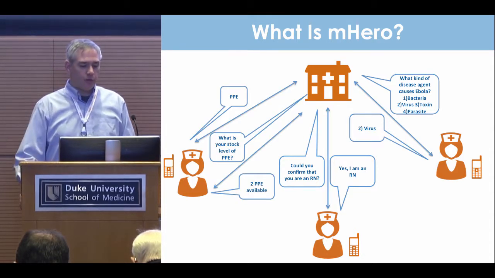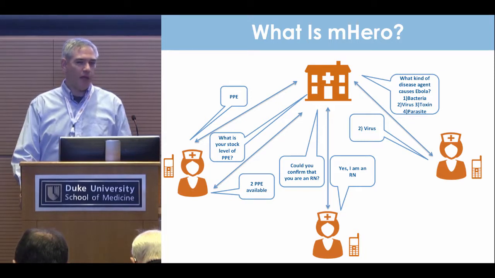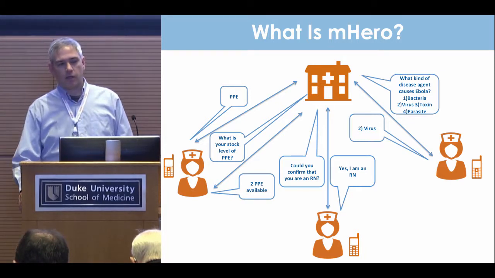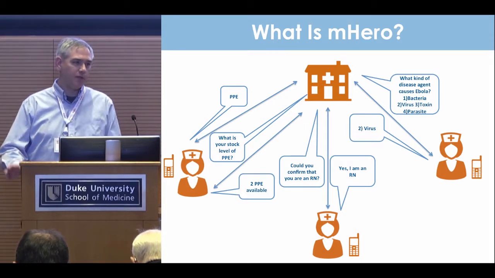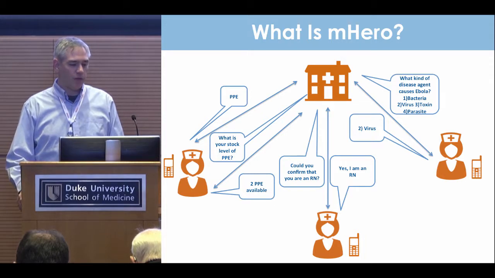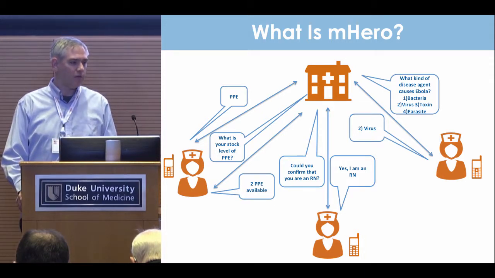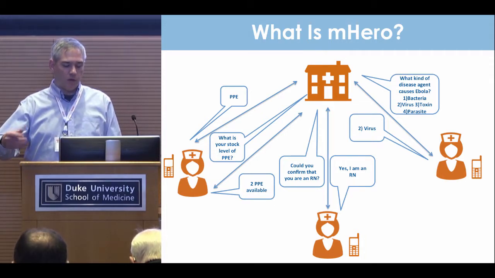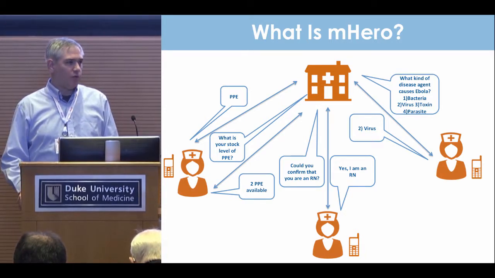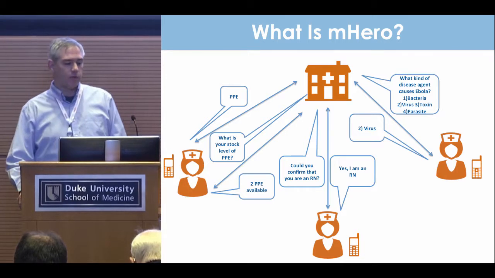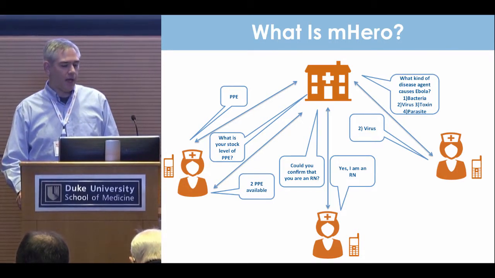They can also trigger things themselves. So they may have some information they're supposed to send on a regular basis, but they can start it. They could send a message to mHero saying they want to send their PPE information, and then that will trigger a workflow in RapidPro, which can go back and forth. So this one would be, for example, what's your stock level, and then they could reply with what they have.